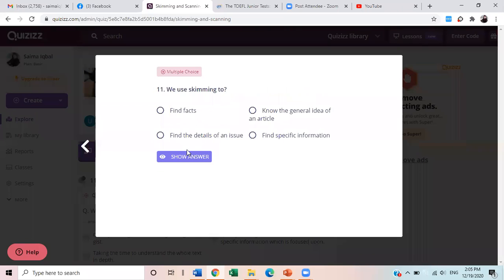We use skimming too. Why do we use skimming? For general gist. The options are: know the general idea of an article, find facts, find the detail of an issue, find the specific information. Which one? Two: know the general idea of an article. Okay, know the general idea of an article. All right. Excellent. Excellent.